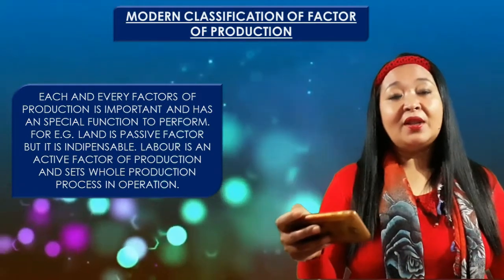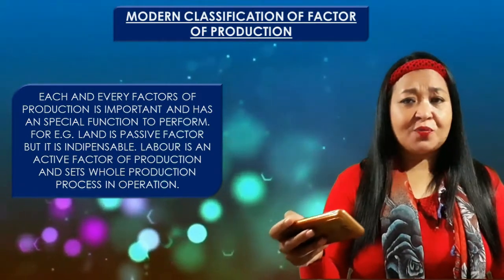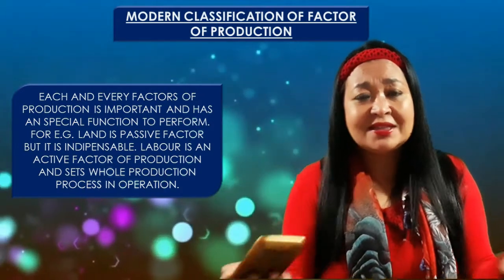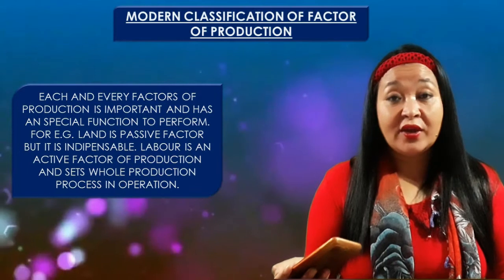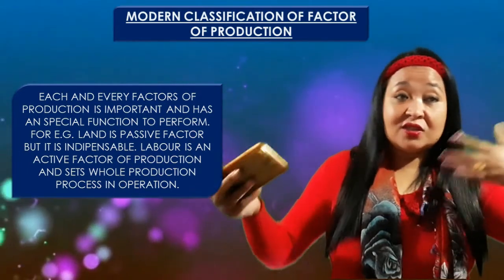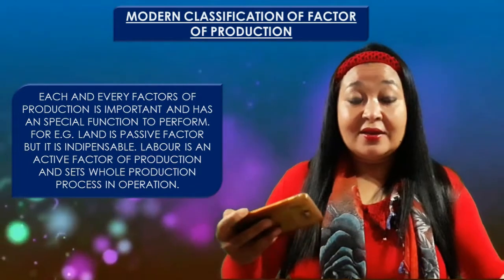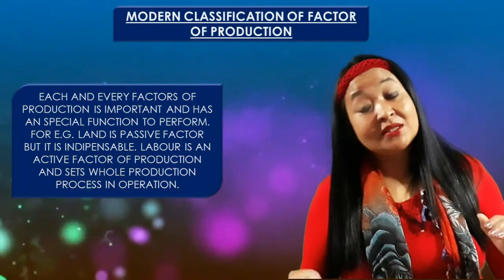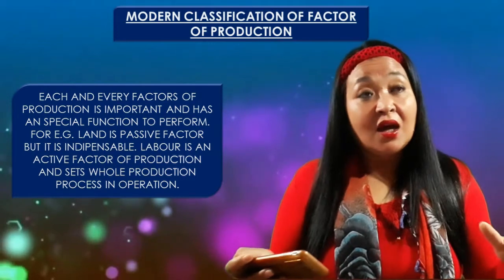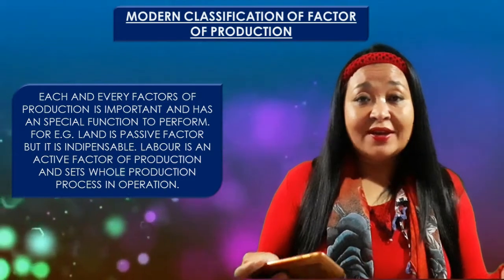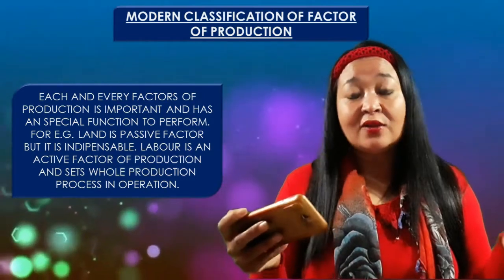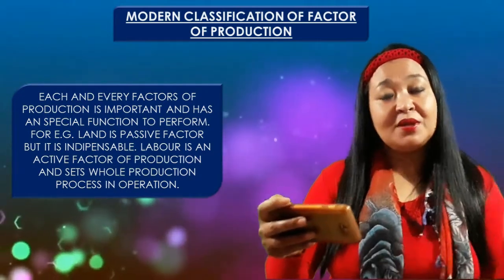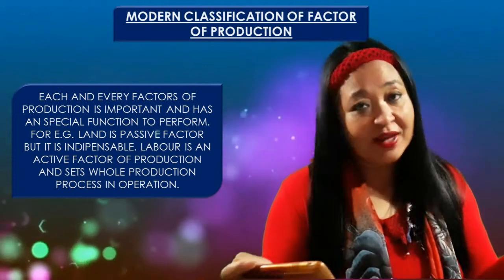For example, land is a passive factor of production, you know that. It means it cannot do anything by itself. Labor has to work on it to make it productive. But that does not make land less important. In fact, it is indispensable. Although land is a passive factor of production, without land, no production can take place.